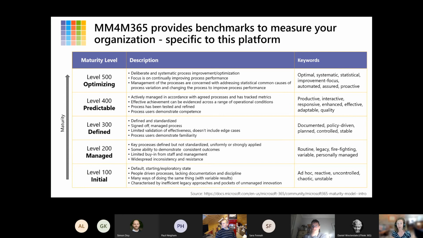But just because we start out at those higher maturity levels doesn't mean that it should just be a reactive view. It's really important. As you can see in level 300, we're defining it, we're documenting. It's policy driven, it's planned. So this is something that we're making intentional choices about as we go up those different levels.